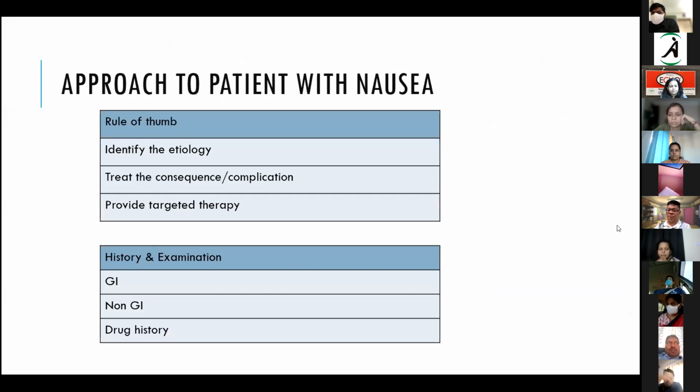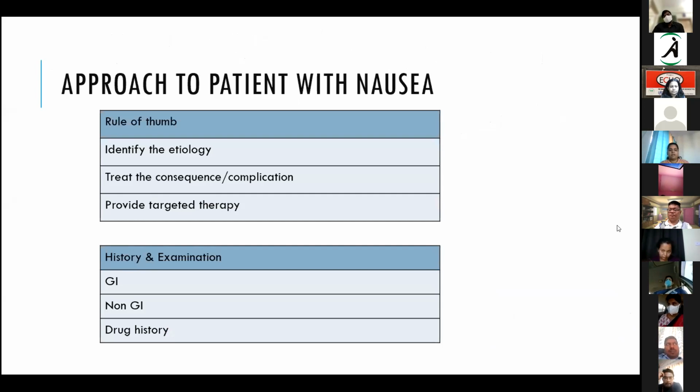So when we approach a patient with nausea, the main rule of thumb is always to first identify the etiology, treat any correctable causes or complications or consequences because of which nausea and vomiting is triggered, and provide targeted therapy based upon the receptor involvement.